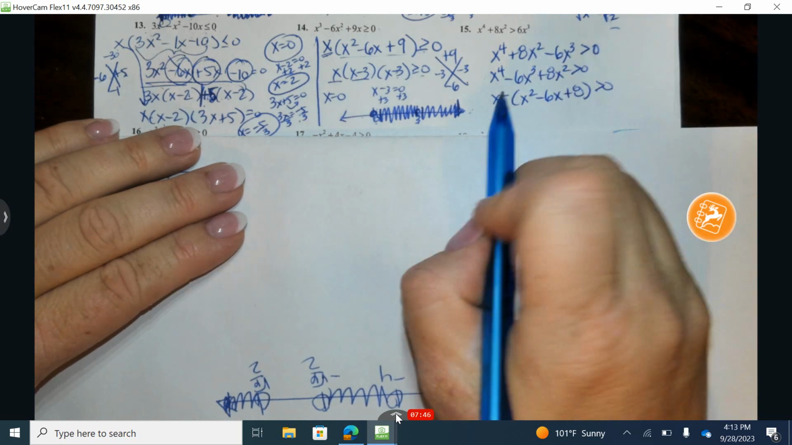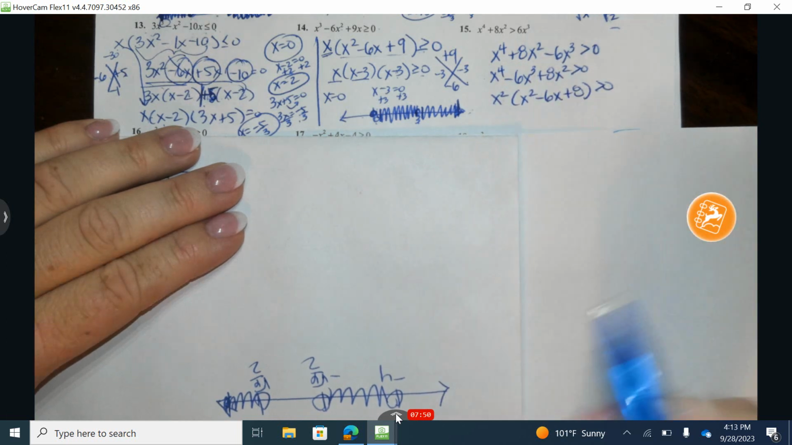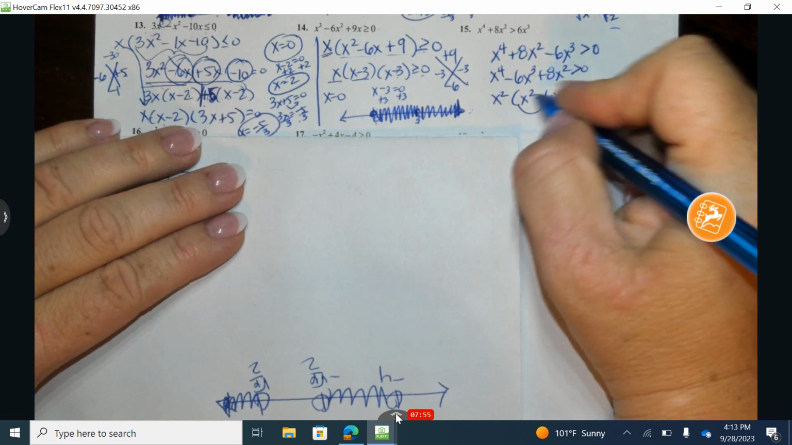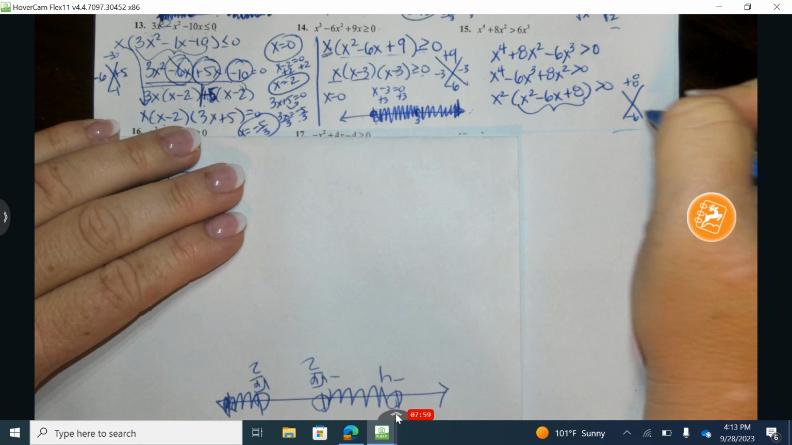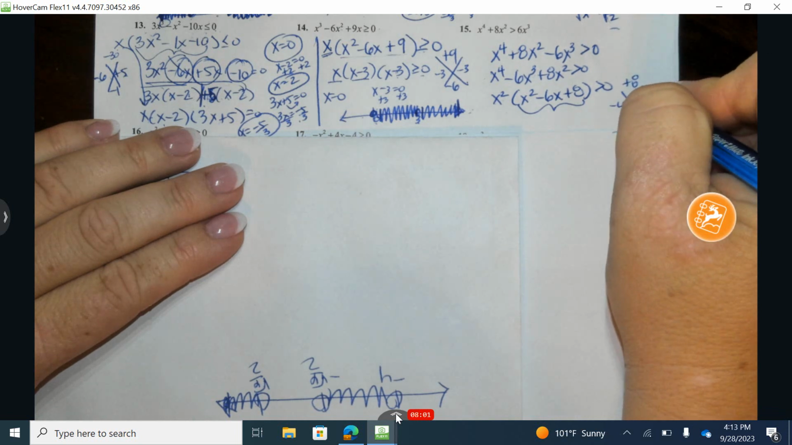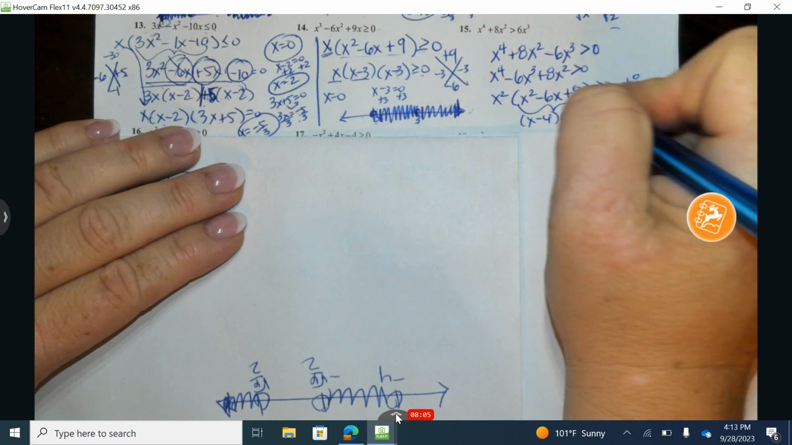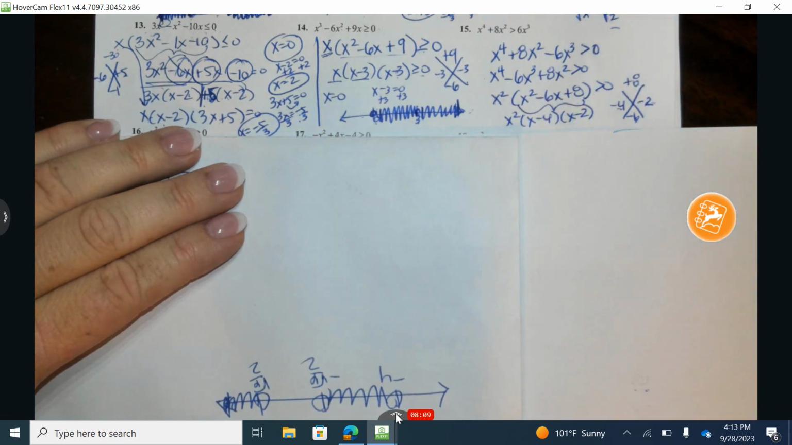Let's make sure I'm not making any small mistakes again. Okay, that all looks good. I'm going to factor this trinomial. What multiplies to equal positive 8 and combines to give you a negative 6? That'd be negative 4 and negative 2. So x minus 4, x minus 2, again multiplies and combines, and this is an x squared.